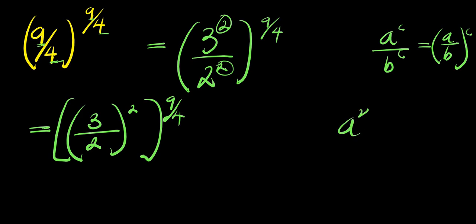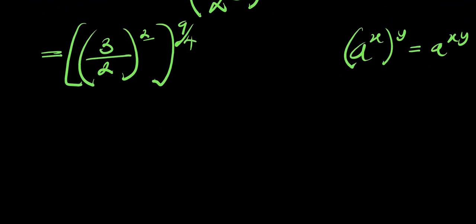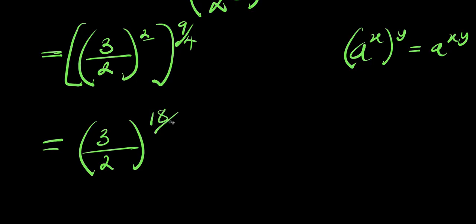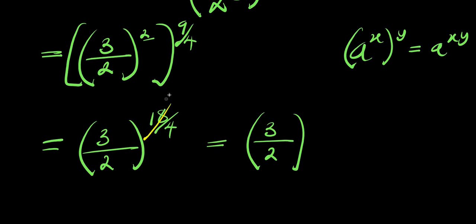Also, if you have a to the power x raised to the power of y, this equals a to the power x times y. So 2 times 9, that is 18. That means we have 3 over 2 raised to the power of 18 divided by 4. And this will give us 3 over 2 raised to the power of, 2 can divide 18, that is 9, and 2 can divide 4, that is 2. So this is 9 divided by 2.